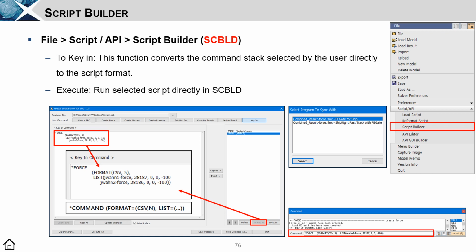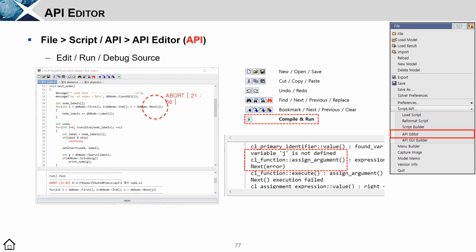The key-in function converts the command stack selected by the user directly to the script format. You can copy it to the command input window and execute it immediately. Clicking the Execute button executes the selected script in the Open SRFT. Script editing, execution, and debugging are possible using API Editor. Also, it displays a script error as a pop-up message.